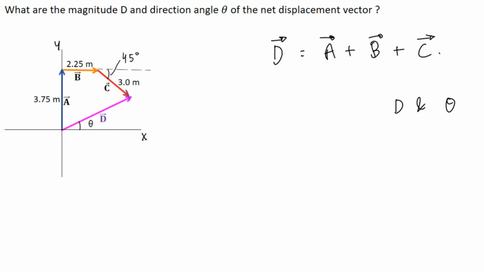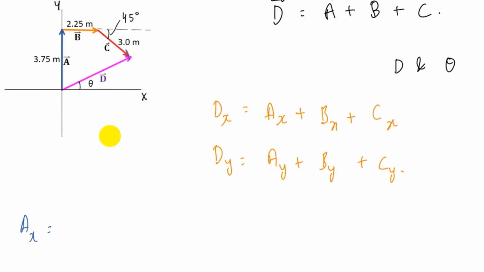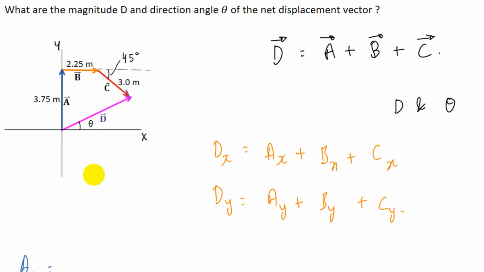Okay, so we studied that the x component Dx would be equal to Ax, the x component of vector A, plus the x component of vector B, plus the x component of vector C. Similarly, the y component of the D vector would be Ay plus By plus Cy. Now let's calculate all these values one by one. So Ax, the x component of vector A. Here we have vector A in the positive y direction, so in the x direction it has no component. So Ax would be 0.